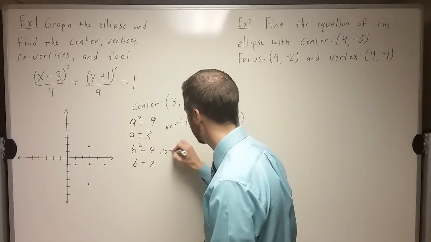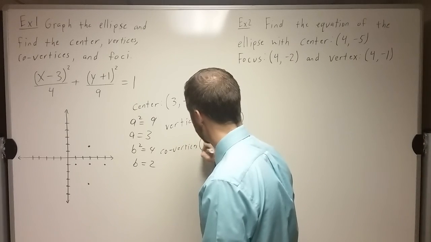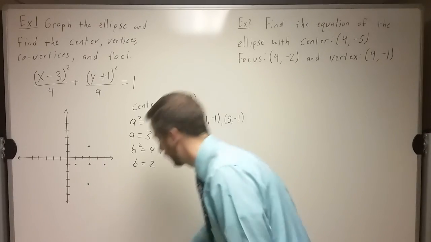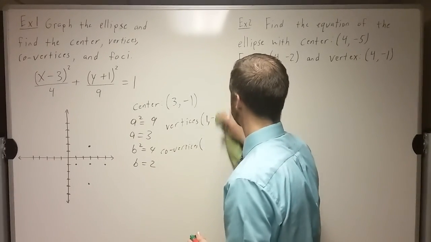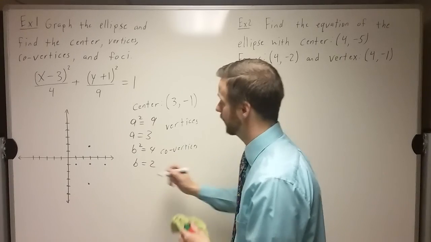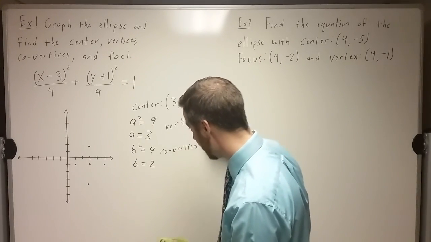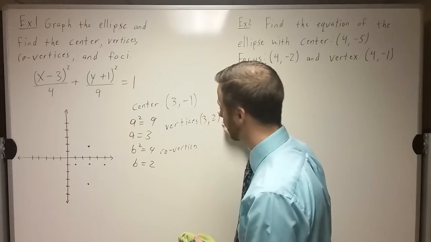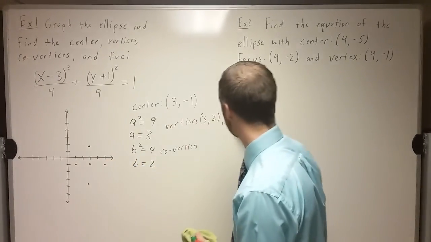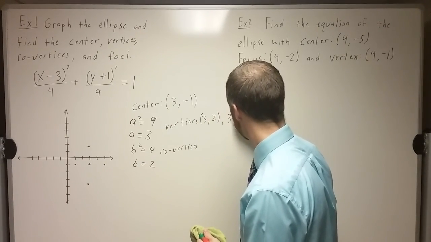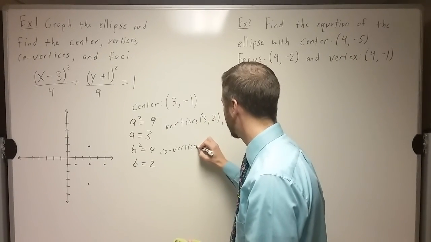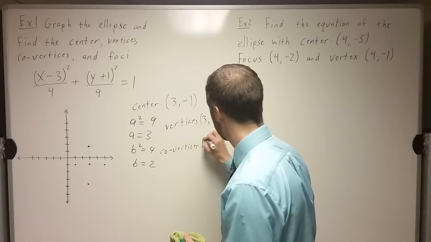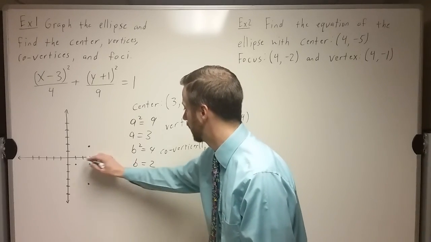All right, we've got co-vertices at, let's see here. I did those backwards. That's co-vertices. All right, we've got vertices at, those are up and down. So we've got vertices at 3, 2, and we've got vertices at 3, negative 4. All right, we've got co-vertices at 1, negative 1, and then another one at 5, negative 1.